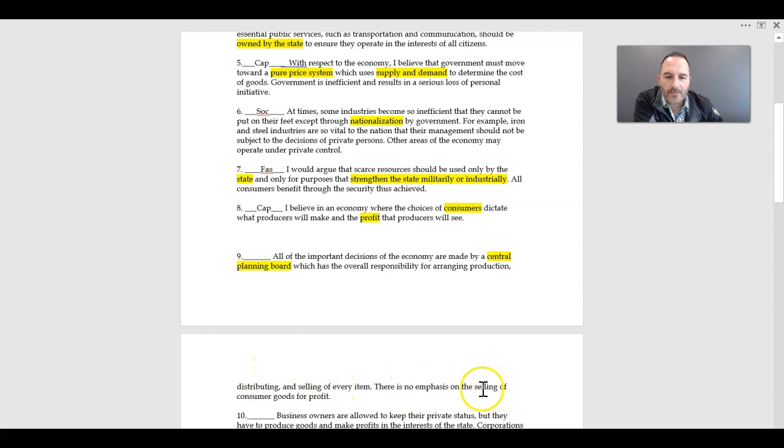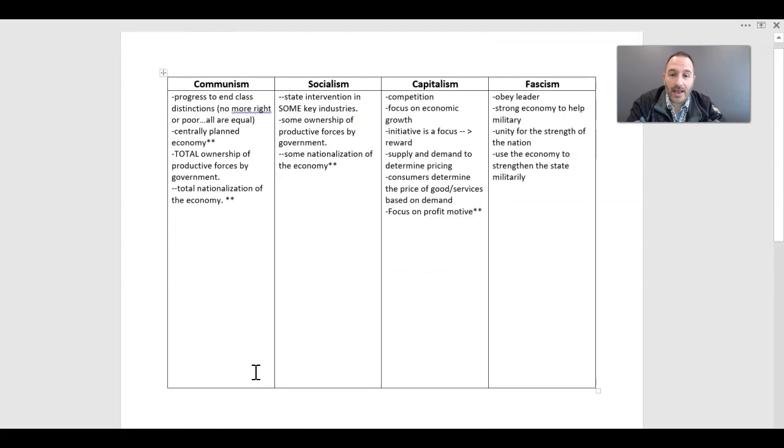There's no emphasis on the selling of consumer goods for profit. So that doesn't even matter, right? With that being said, guys, centrally planned economy, well, we've talked about this already, right? And that would be communism. We have centrally planned economy in there.